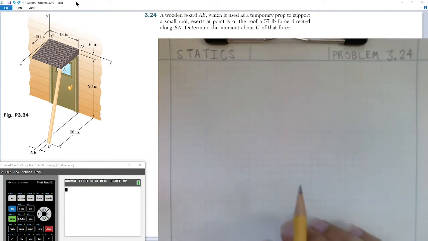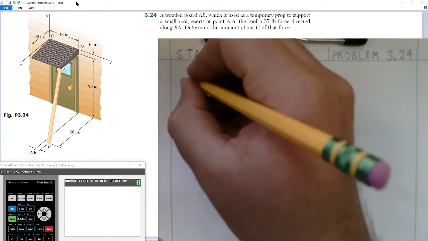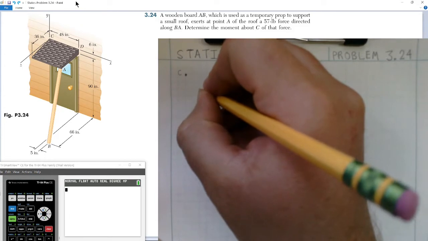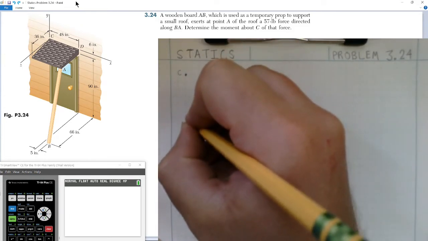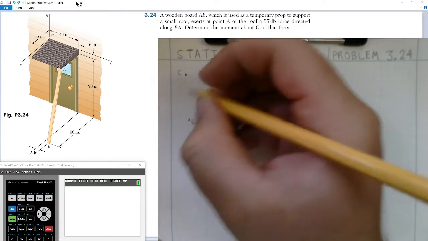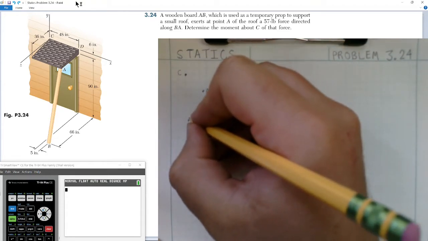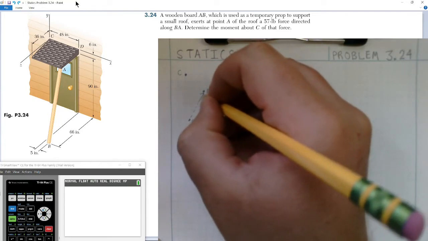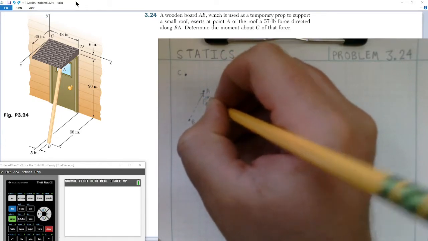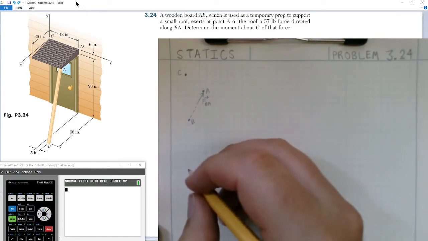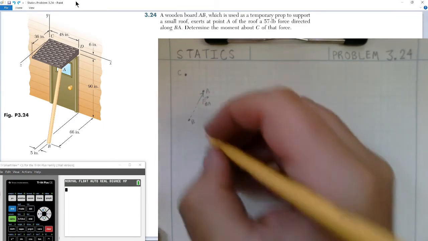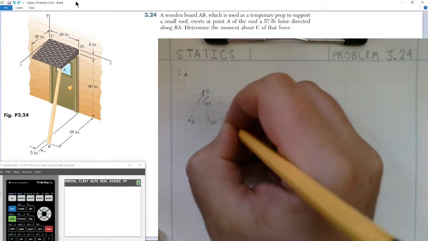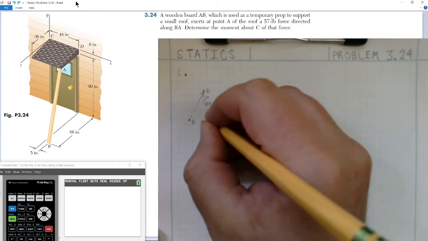So first, I would start off by drawing a free body diagram. We have our point C, we have our point A, and we have B down on the ground. Now we know there's a force directed along the board in the direction from B to A, which is force BA. We know the magnitude of that is given to us as 57 pounds. So write the scalar value F_BA equals 57 pounds of force, a little reminder.